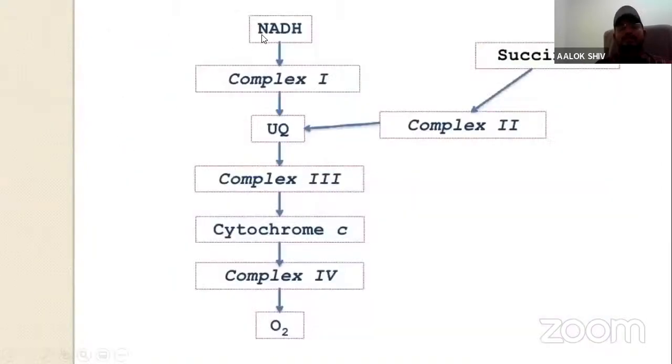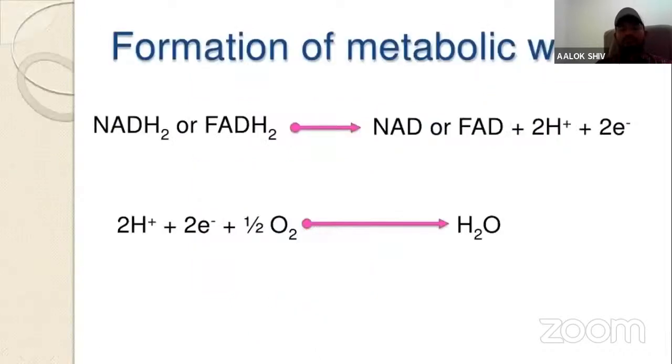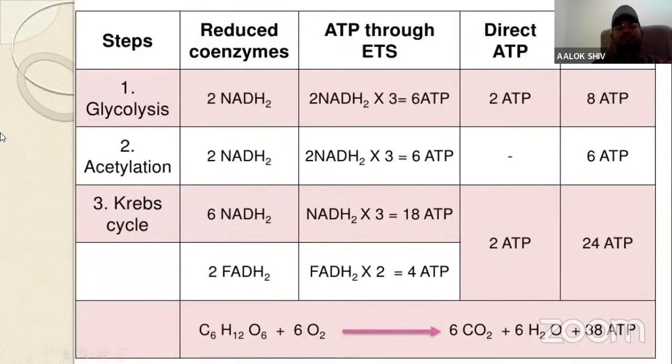In the ETS, NADH passes through complex 1 and succinate through complex 2, and they join at the UQ. Generally this question is also asked: complex 1 and complex 2 join at which point? They join at UQ. Okay, so at last, finally oxygen is used in the electron transport system, and this is how metabolic water is formed.